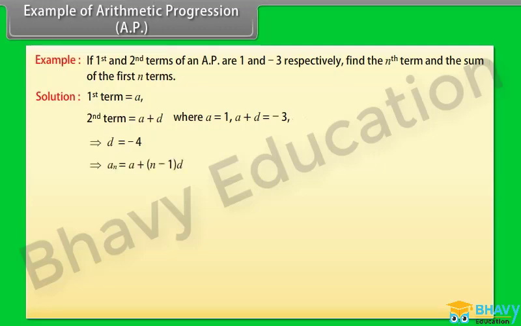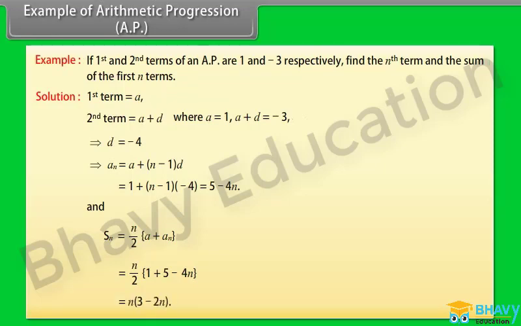It implies An is equal to A plus n minus 1 into D, which is 1 plus n minus 1 into minus 4, equal to 5 minus 4n. And Sn is equal to n by 2 into A plus An, which is n by 2 into 1 plus 5 minus 4n. It gives Sn is equal to n into 3 minus 2n.